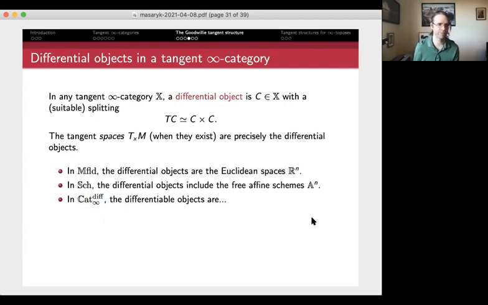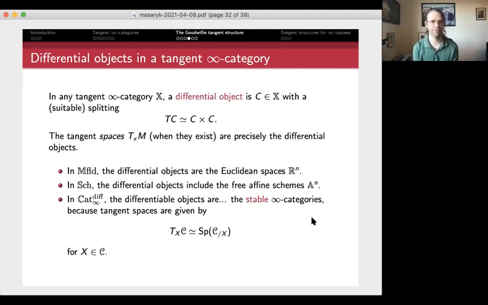But anyhow, what is the answer? The answer is that these are the stable infinity categories. So that's a nice conclusion because it fits with the intuition for Goodwillie calculus, that the flat infinity categories, or the tangent spaces, should be stable. This was already Goodwillie's intuition, that the analog of the tangent spaces should be stable categories, and so putting the Goodwillie tangent structure into a precise form allows us to make this a theorem: the differential objects really are precisely the stable infinity categories.